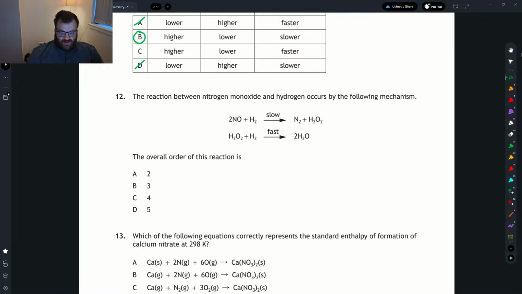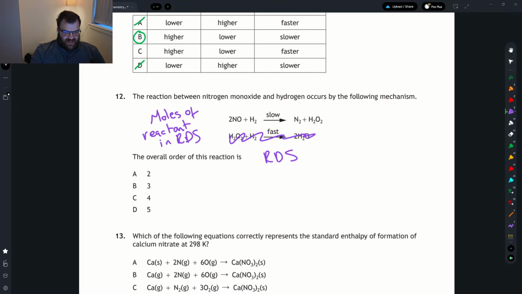Next one, we're looking at the overall order, and this is based off the rate determining step. We're looking at how many moles of reactant are in that rate determining step. 2 plus 1 gives you 3. The overall rate will be third order.